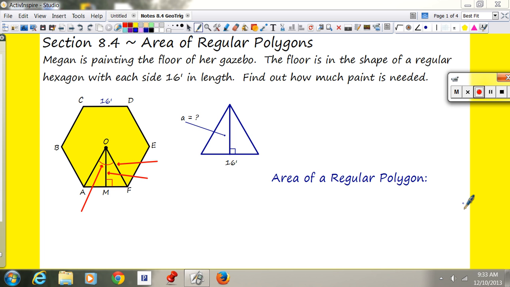All right, so area of regular polygons. In this example right here, we've got a regular hexagon. This has 6 sides. You can see they're all 16s. The story behind it is that Megan is painting the floor of her gazebo. So this is the shape of her gazebo right here. And the floor is the shape of a regular hexagon with sides that are 16 feet in length. Find out how much paint is needed, meaning we need to find the area of the stuff inside of it.